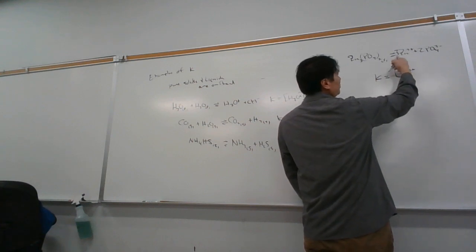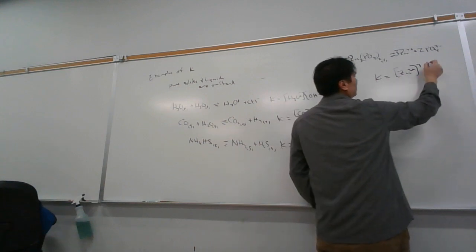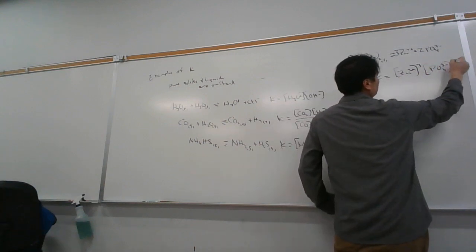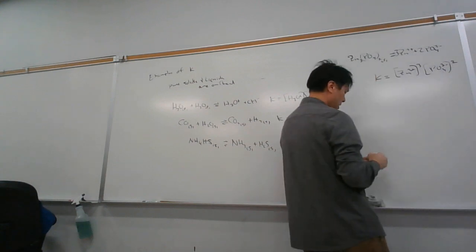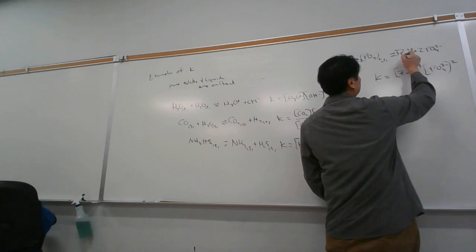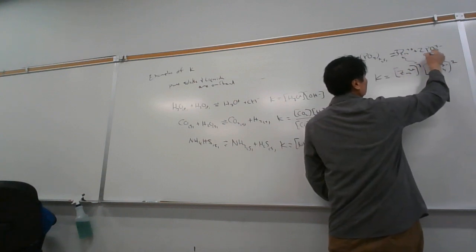Okay, now what we do with this 3 is we cube it. So we end up cubing the zinc concentration, and we end up squaring the phosphate concentration. That's what happens. And so it looks a bit different. And then zinc phosphate is a pure solid.